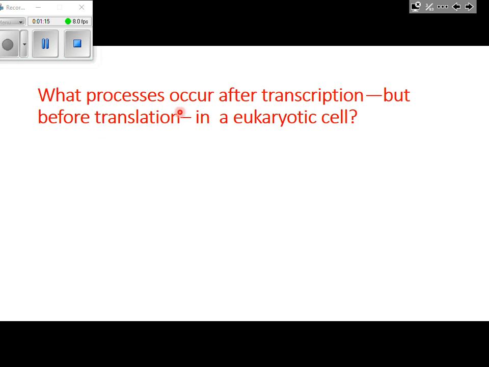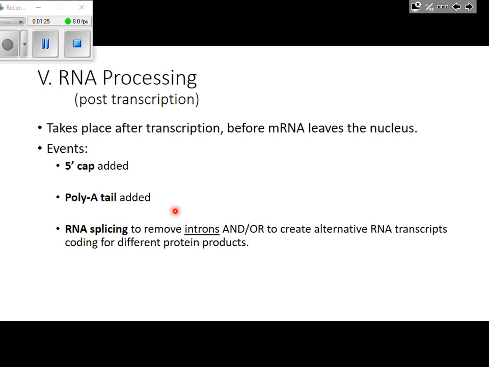Okay, so specifically, what processes occur after transcription but before translation in a eukaryotic cell? Specifically, there's three things that happen. There are two things that are added to the messenger RNA after transcription, and then there is some editing, some splicing or removal of things from the RNA. So it's kind of strange. Two things are added to the RNA, and then some things are removed from the RNA. So we're going to talk about the 5' cap, what that is, why it is added to the messenger RNA, the poly A, that is many adenines, poly A tail. Those are the two things that are added.